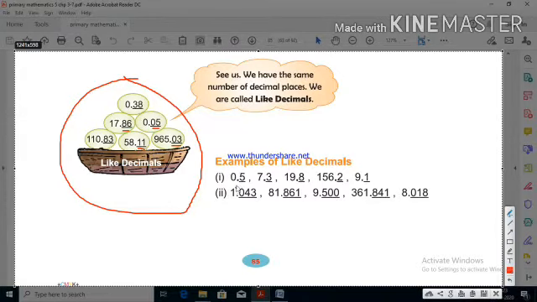Now see the examples. After the decimal there is 1 digit in each of these, so they are like decimals. Here is 3 digits, here is also 3 digits, here also 3, and here also 3. That's why they are also known as like decimals, okay.